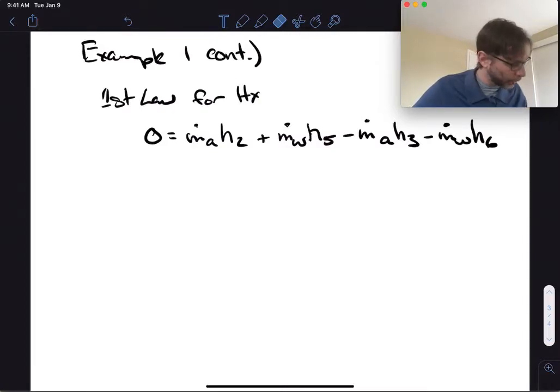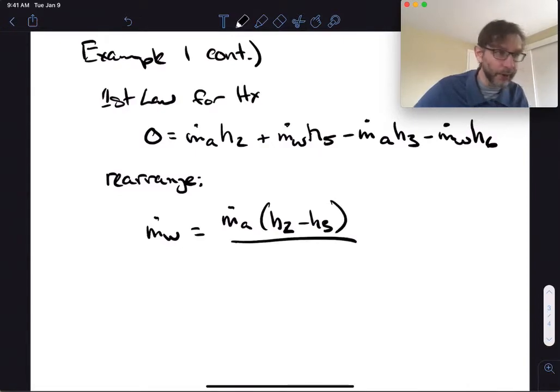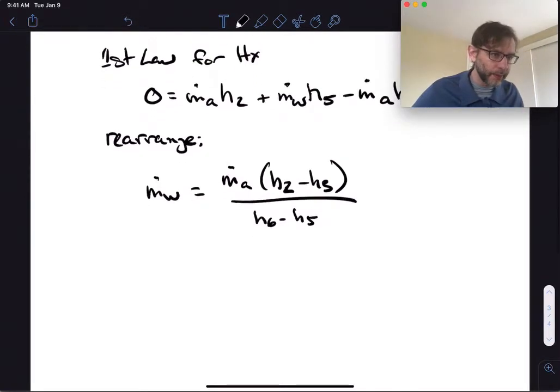We can put it all together, so let me get the eraser on here. Okay, so let's see. I rearrange the equations. We're going to get m dot water, because that's what we're trying to find, remember, equals m dot air times h2 minus h3, which we know because we looked those up already, over h6 minus h5. Now, the only things we don't have are h5 and h6.